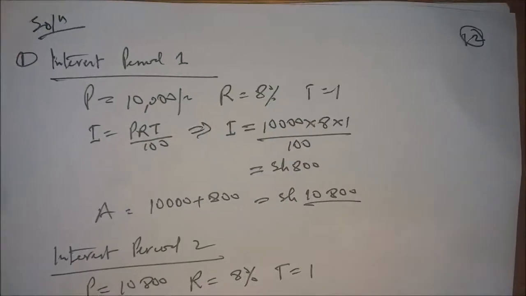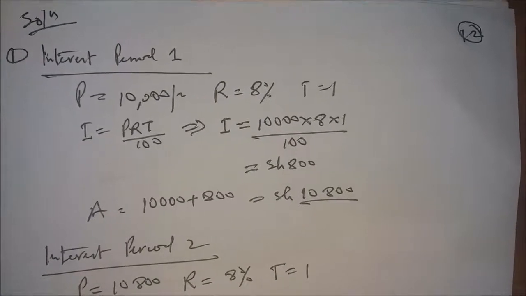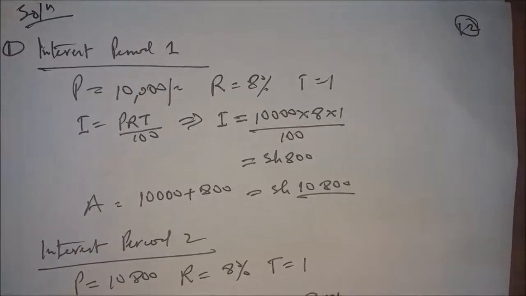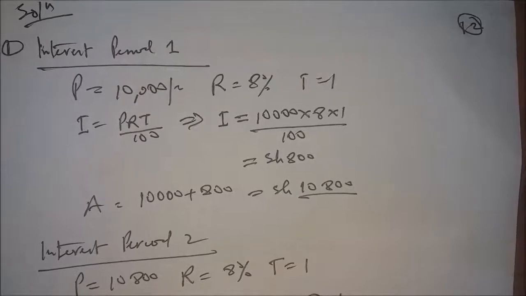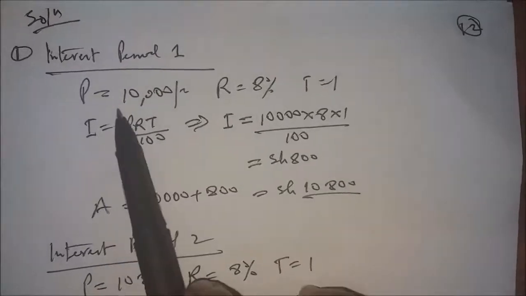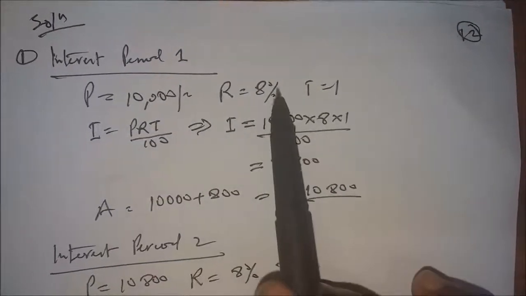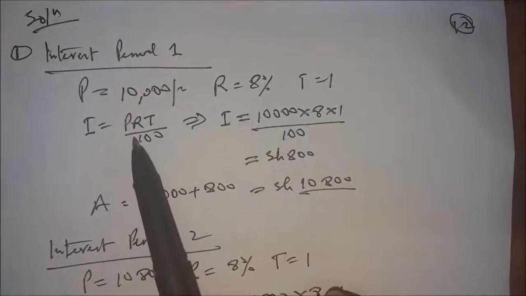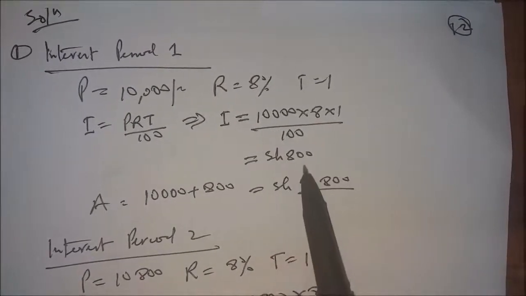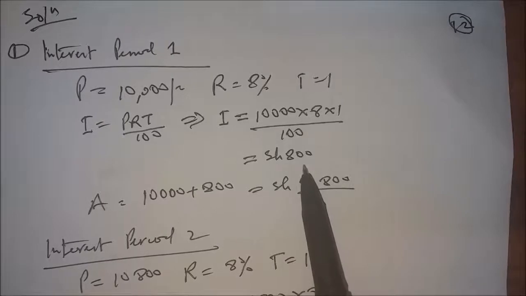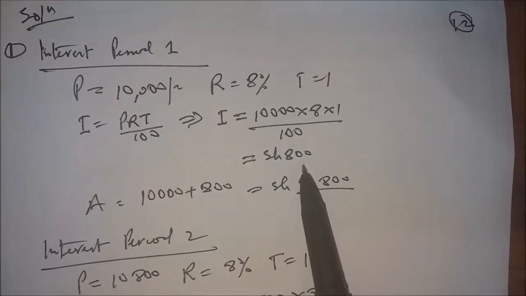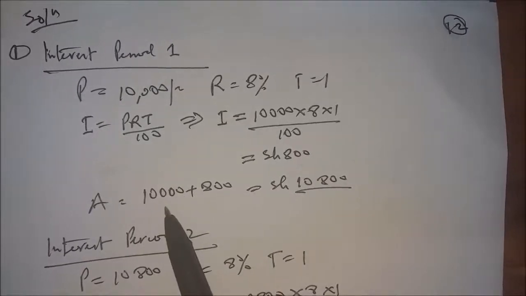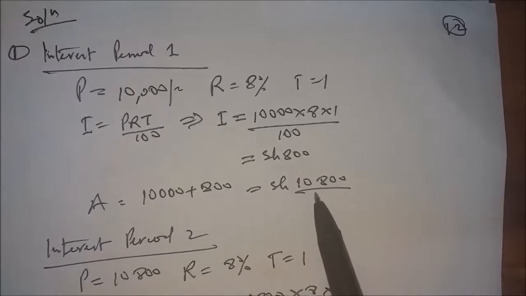Now, we look at the first question. There are 2 interest periods. So interest period 1, the sum invested is 10,000 at the beginning of the year at 8%. We apply the simple interest formula and we get 800 as the interest at the end of year 1, or period 1. So the amount at the end of period 1 is 10,800.